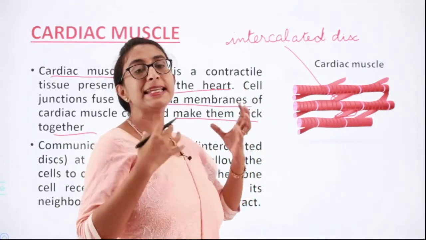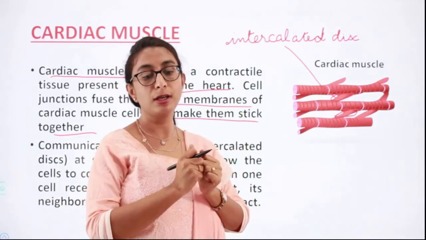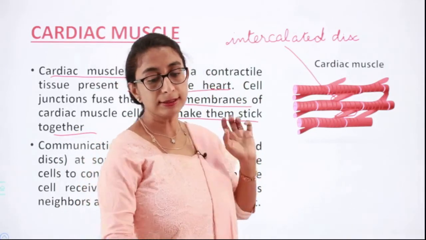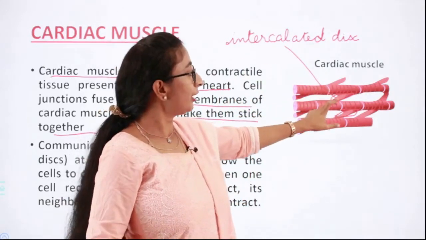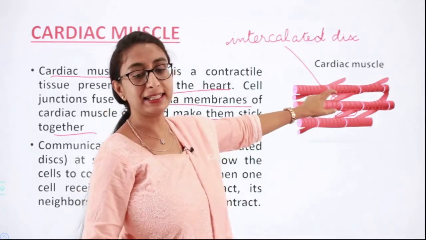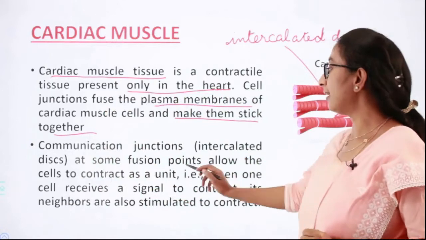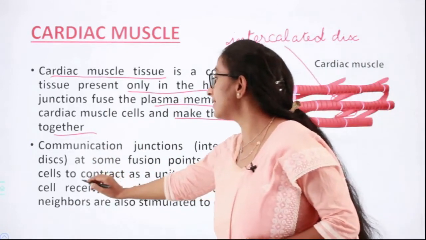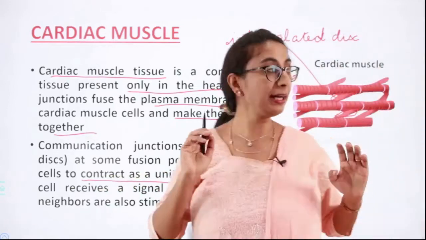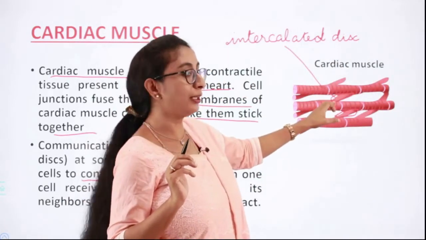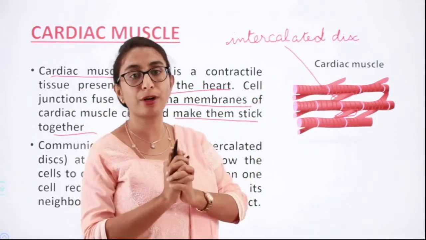And it is these intercalated discs which help in the contraction. So what happens is, when one cell receives a signal to contract, it communicates to the other cell through these intercalated discs. So the communication junctions or the intercalated discs at the fusion points allow the cells to contract as a unit. So when one receives the signal to contract, it immediately sends a signal to the other one. So the entire muscle, as a single unit, can contract.